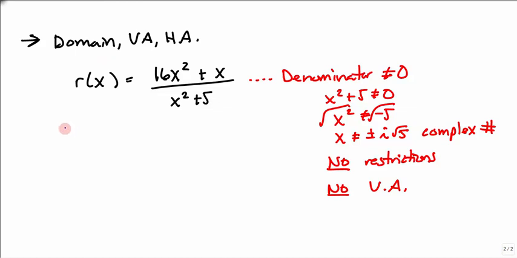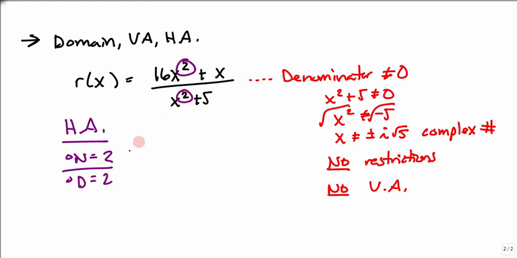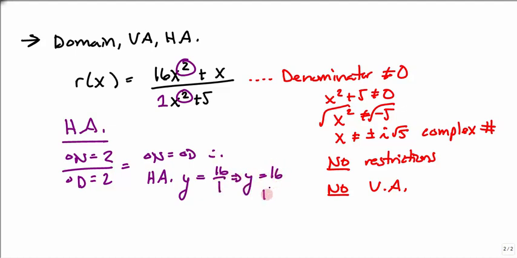I can also talk about horizontal asymptotes now. The degree in the numerator here is a 2. The degree in the denominator is equal to 2 as well. And again, I don't look for the first one, I look for the highest one. So here's a 2 and a 2. The degree in the numerator equals the degree in the denominator, therefore the horizontal asymptote is the leading coefficient ratio, so it's 16 over this implied 1, or y equals 16 is my horizontal asymptote.